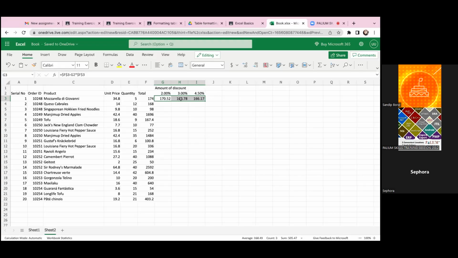Okay. Now see what has happened. Now click on 168.78. Don't double click, move it to the cell. Now is this correct? Yes. It is doing 3% of 174. That is what is expected, isn't it?